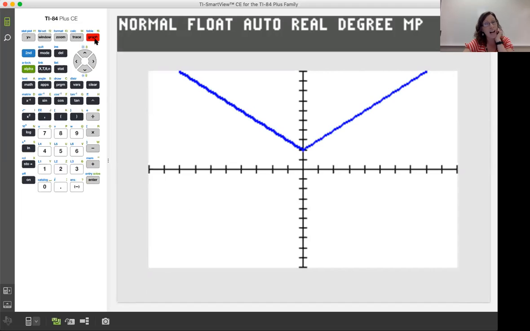We actually will not be using the calculator today. You can use it to help check to make sure you're correct, but we're not going to be using the calculator to graph today. We'll be graphing it by hand so that we can mentally think about what's going on with the graph.